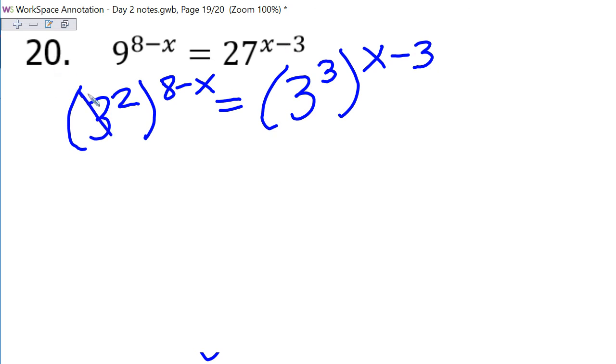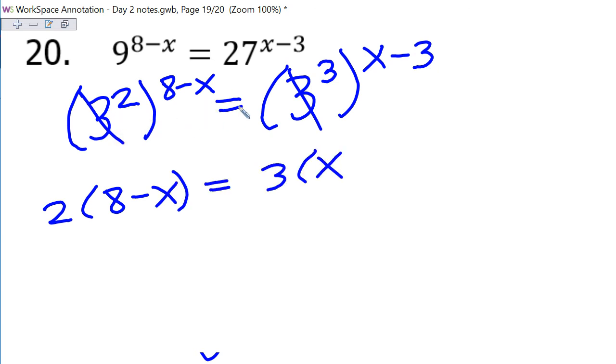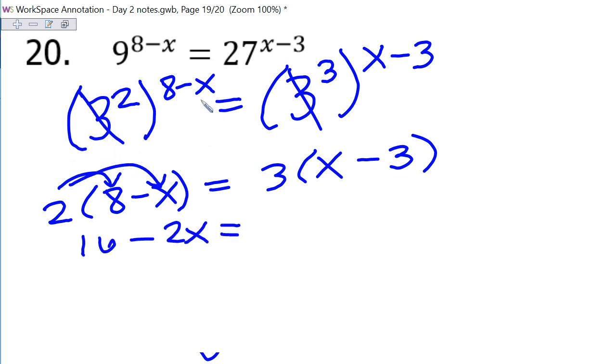So this would be 2 times 8 minus x equals 3 times x minus 3. Distribute the 2. What's 2 times 8? What's 2 times negative x? Minus 2x. Distribute the 3. 3 times x is 3x, and 3 times negative 3? Negative 9. What's next?